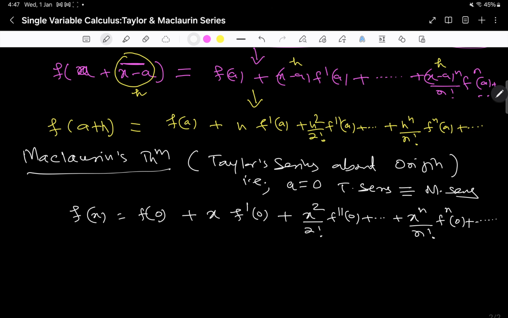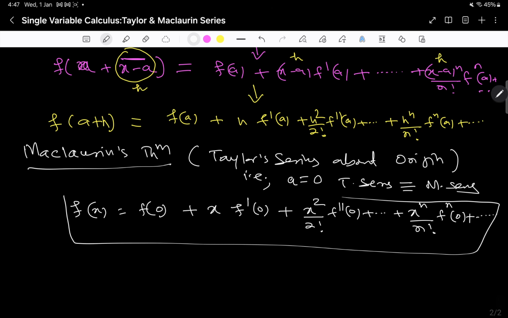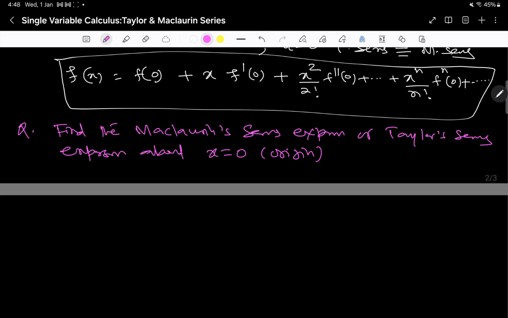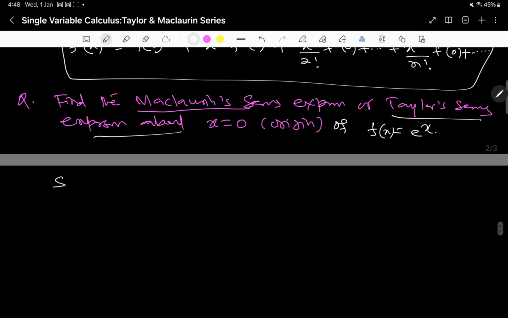So this is the Taylor series expansion about origin, or it is your Maclaurin series expansion. And you are familiar with this Maclaurin series expansion. If I ask you to find the Maclaurin series or the Taylor series expansion about origin of f of x is equal to e to the power x, then it is a familiar expansion. Already you know the series expansion, but how to get it?